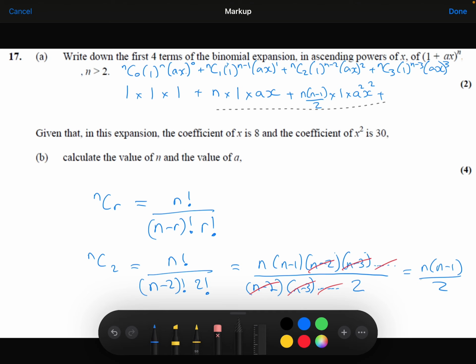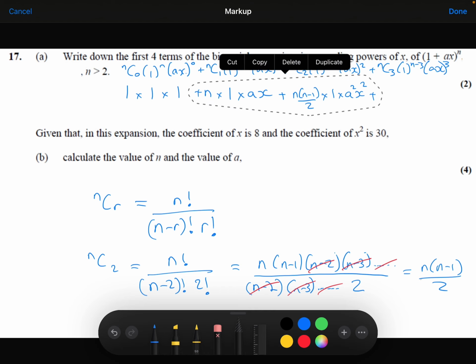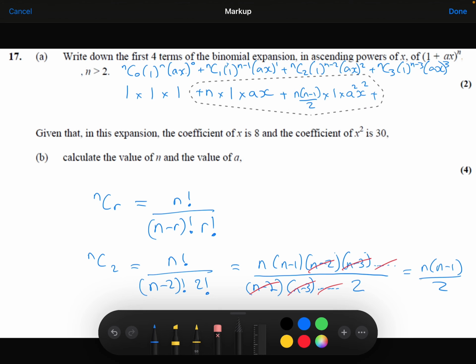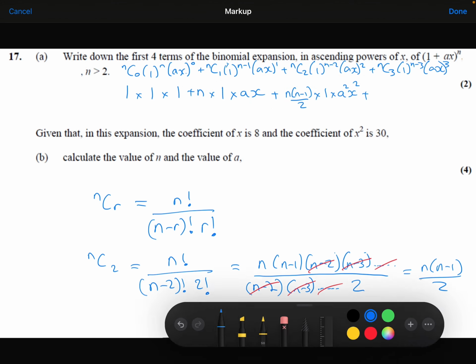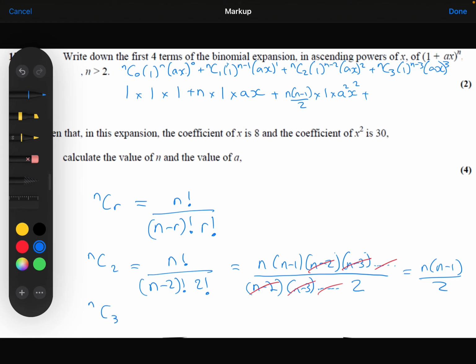We then have nC3. And again, I can't quite remember what that is off the top of my head, so I am going to use the nCr formula to help me out with that. So let's come back down to the bottom. nC3: n factorial over (n minus 3) factorial times 3 factorial. So n times n minus 1 times n minus 2 times n minus 3 and so on, over n minus 3 times n minus 4 times n minus 5 and so on.